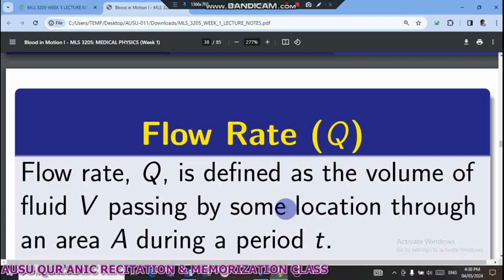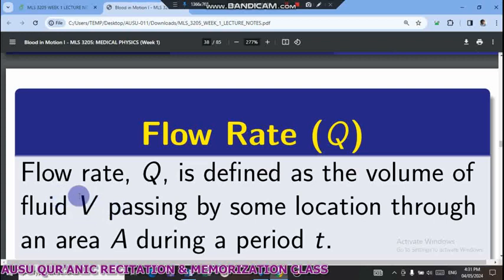Okay, here is the thing. They said flow rate, denoted by capital Q, is defined as the volume of fluid. When we say fluid, we mean liquid or gas. Anything that flows is a fluid. So solid cannot be a fluid because it's not flowing.